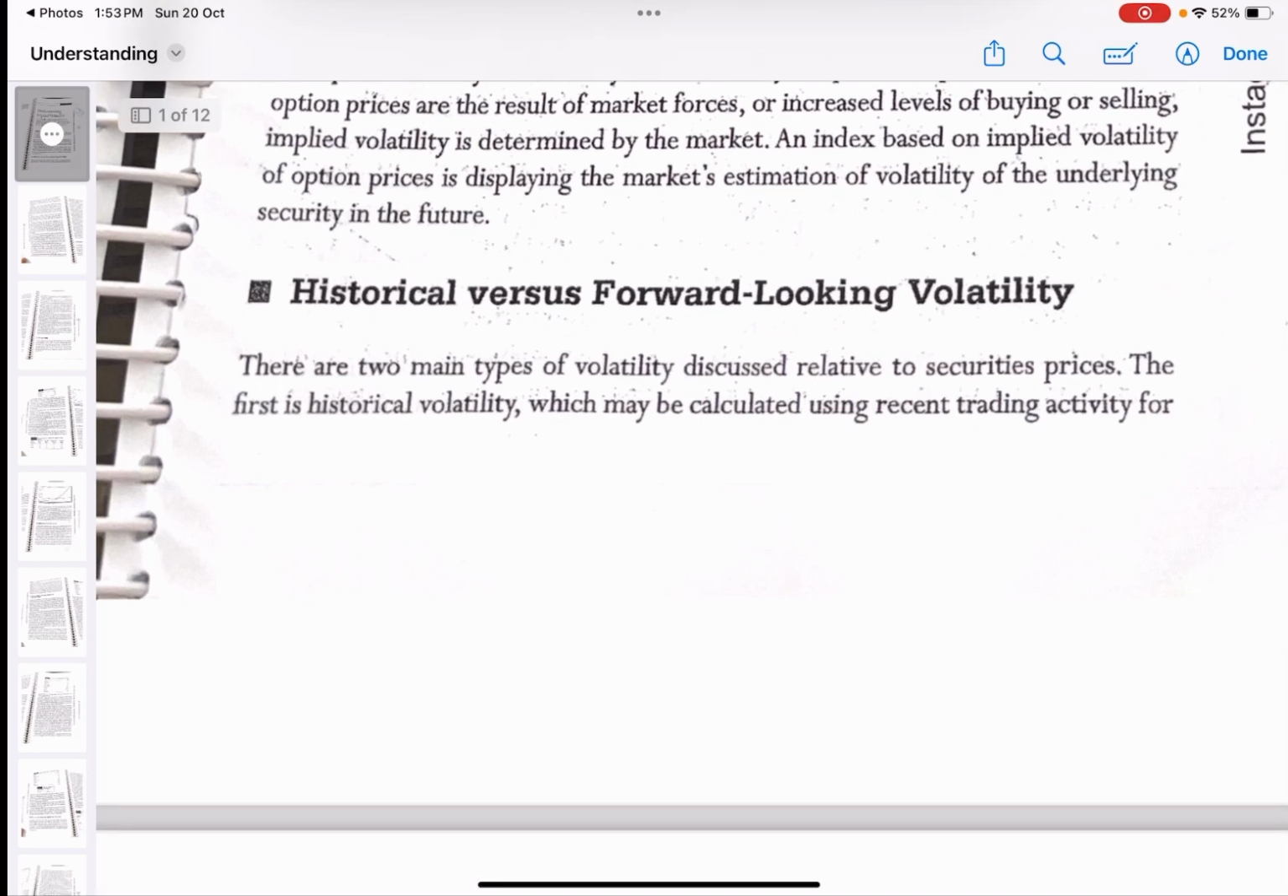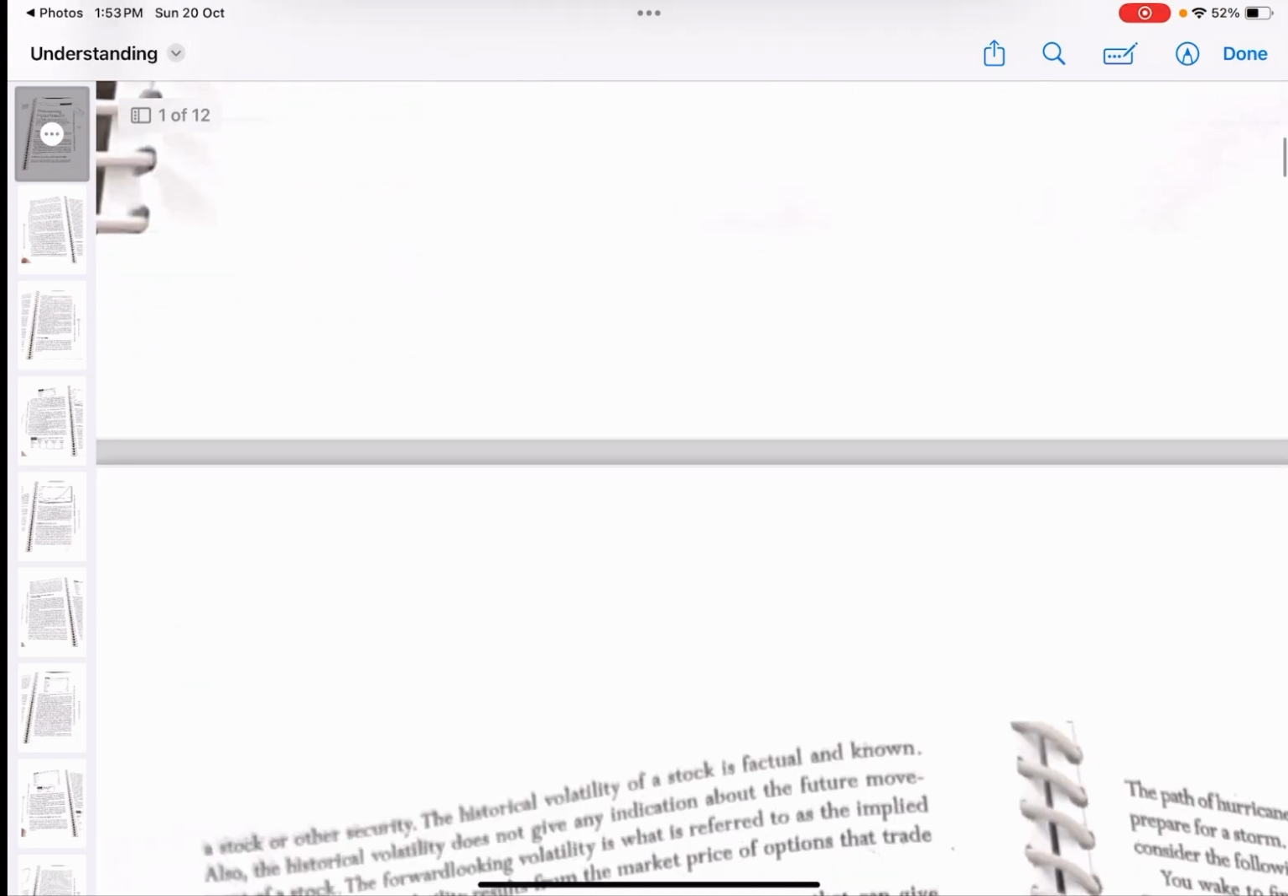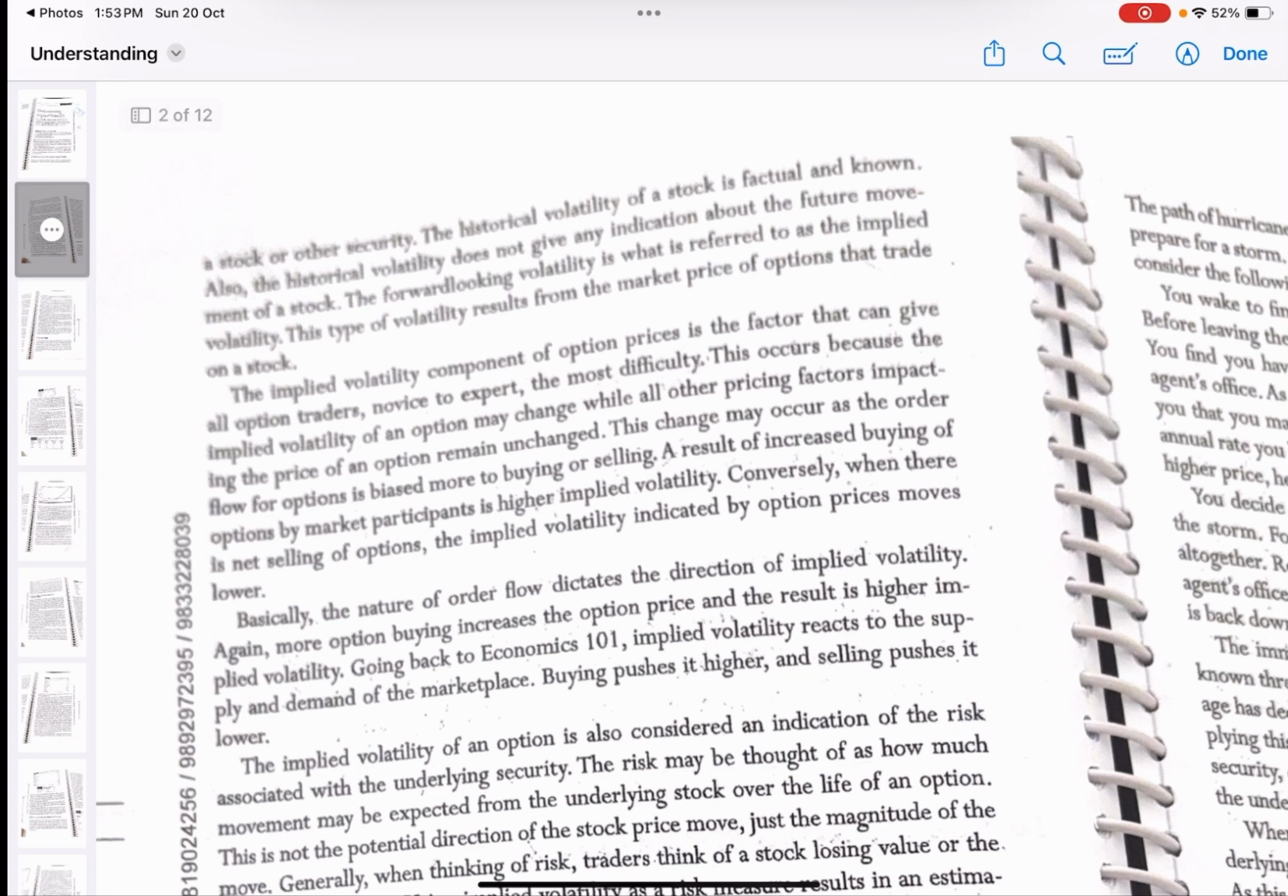So let's talk about historical IV and forward-looking IV. There are two types of volatility we can discuss relative to securities prices. The first is historical volatility, which means something that has already happened in the past. This can be calculated using the recent trading activity for a stock or security. The historical volatility of a stock is factual and known. Since we already know what has happened, it is very easy for us to calculate it. But the forward-looking IV is more difficult to calculate. Historical volatility does not give any indication of what the future will be like.